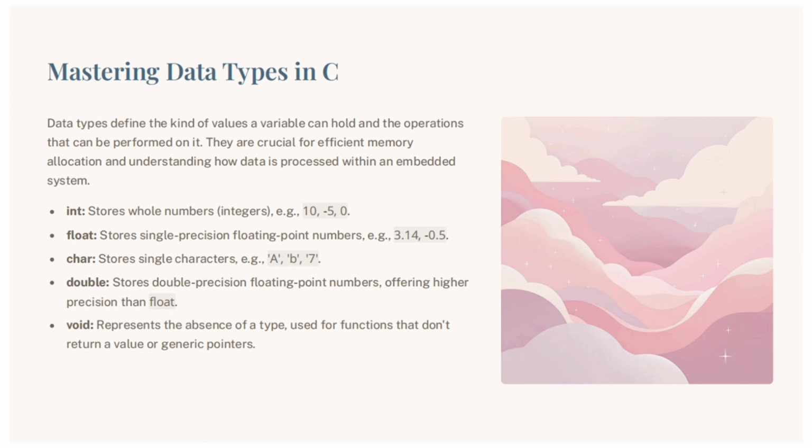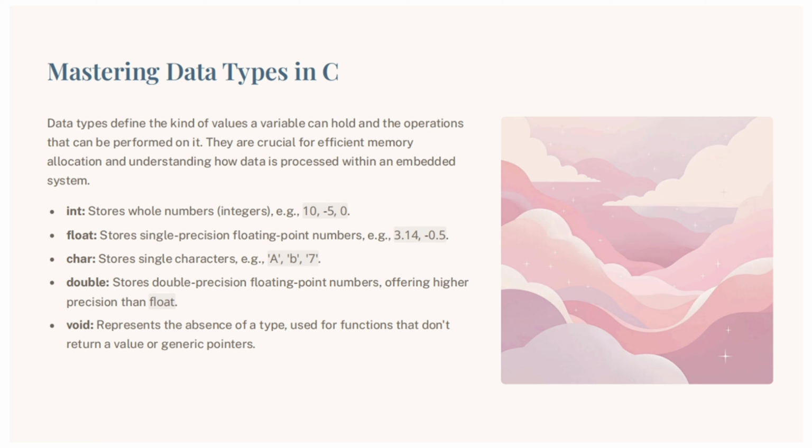Mastering data types in C. Data types are crucial because they define the kind of values a variable can hold and the operations we can perform on them. They are essential for efficient memory allocation and processing within embedded systems. We use int, used for storing whole numbers or integers such as 10, -5, 0, 7, -7, etc.